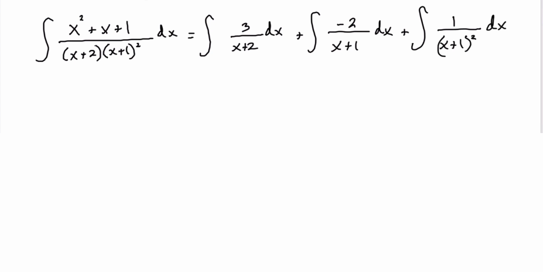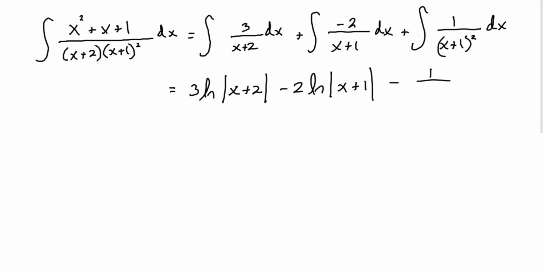Now that we have 3 simpler integrals, we can evaluate them. We'll get 3 ln absolute value of x plus 2 minus 2 ln absolute value x plus 1 minus 1 divided by x plus 1, and don't forget the plus C.